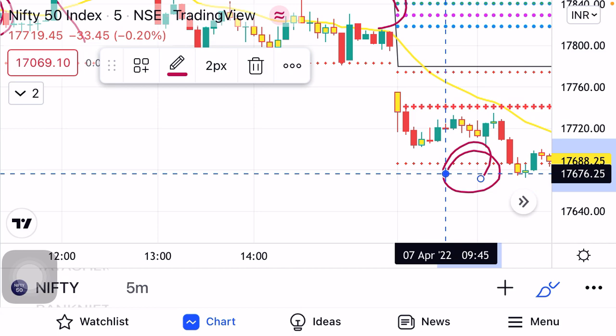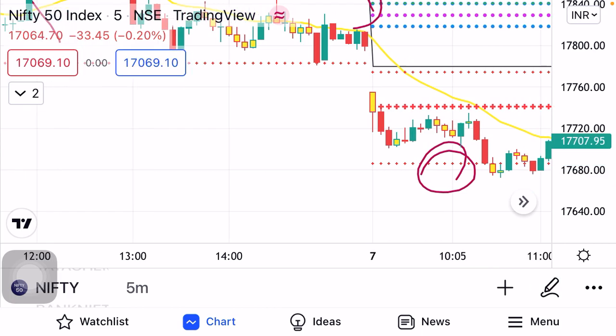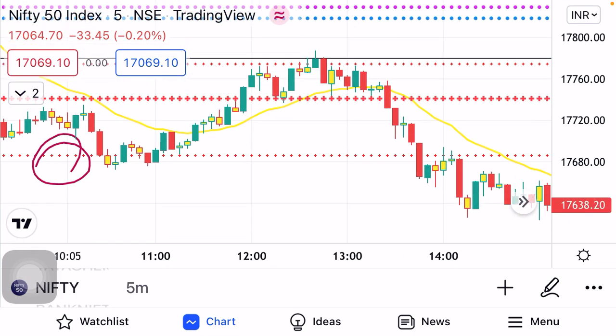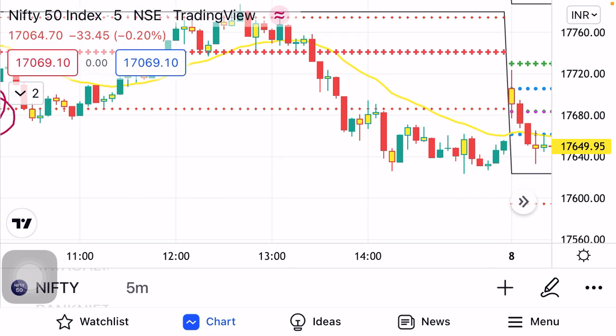See, you want to wait for at least 1 hour when there is no Camarilla points and there is no direction, and you should reduce the quantity when the market is out of Camarilla points. And see, the market has reached our target. Okay, we'll move on to the next day, that is 8th.